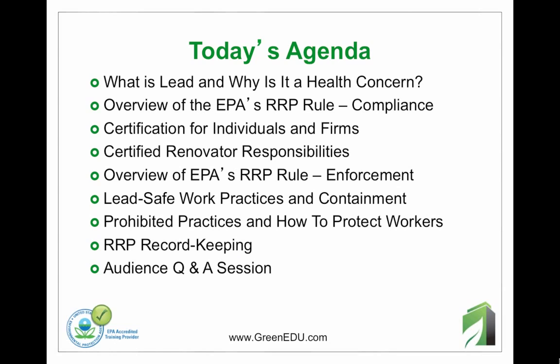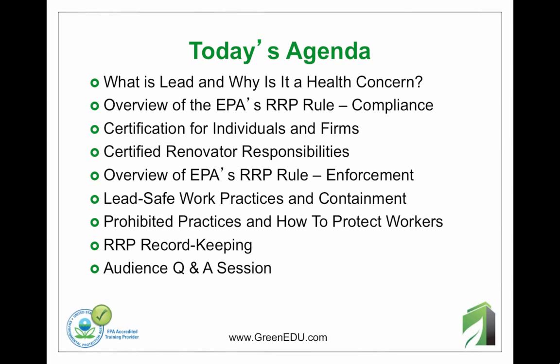If we take a look at the agenda, we're going to cover some pretty important stuff. First, we're going to look at what lead is and why it's a health concern, specifically to children. We're then going to take a look at the EPA's RRP rule and what it takes to be compliant with it. And pretty much with compliance, it starts with getting your firm or your company certified and then finding individuals that are going to be representatives of your company to go through this 8-hour lead renovator training.